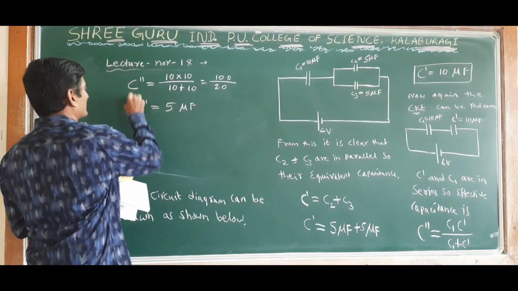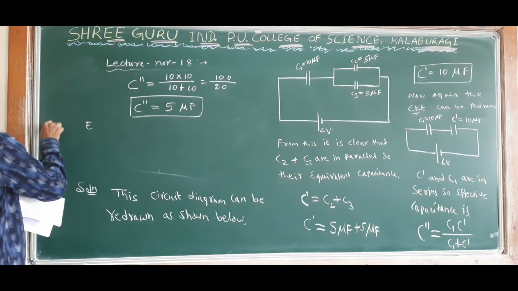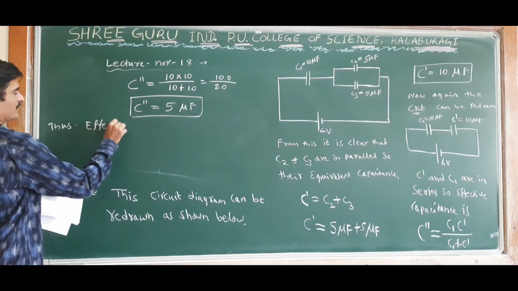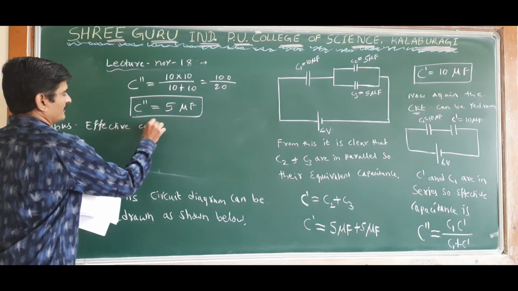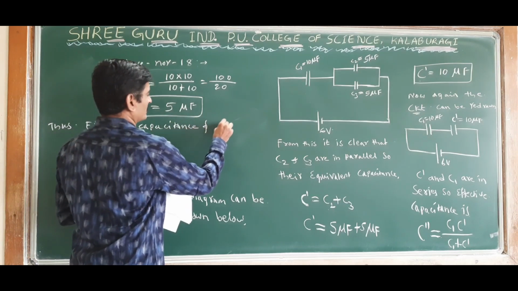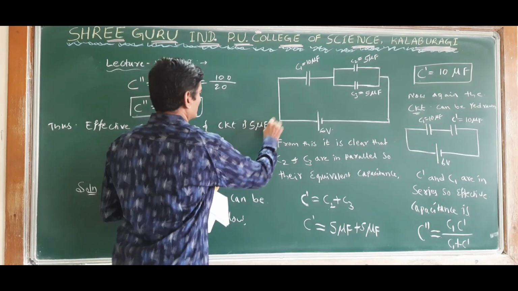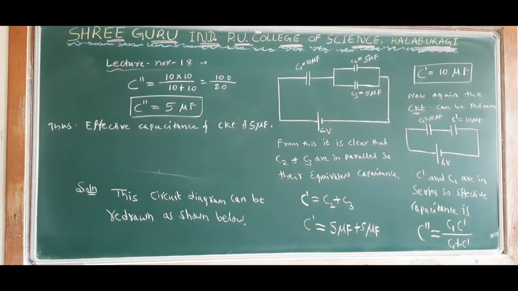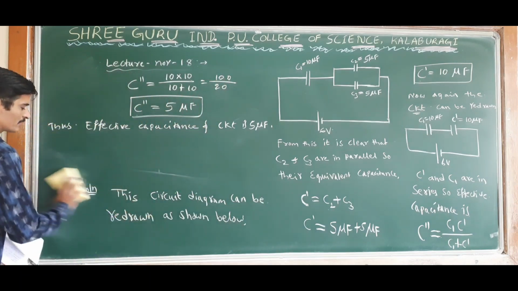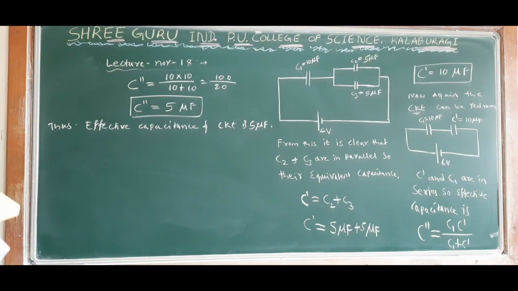So the effective capacitance of the circuit is 5 microfarad. So total capacitance of the circuit is 5 microfarad. Understood? So now the total charge drawn from the battery.